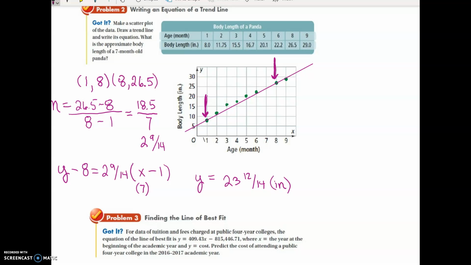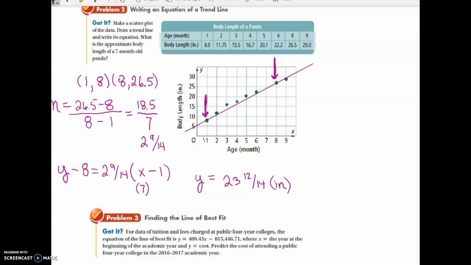point slope form, and they wanted to know what was the approximate body length of a 7-month-old. So I went ahead and plugged in 7 for X here, and I got an answer of 23 and 12/14 inches, which if you check at 7 months here, if I went across to about where 23 is, I'm really close to my trend line. So I know that my answer makes sense, and it seems to follow where it should follow in the pattern.